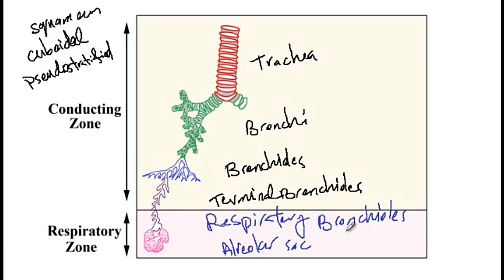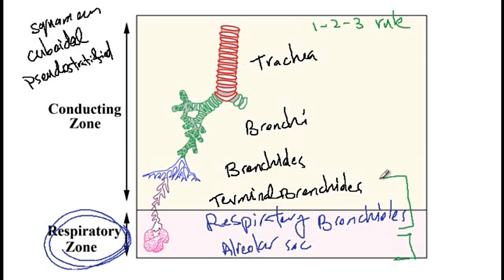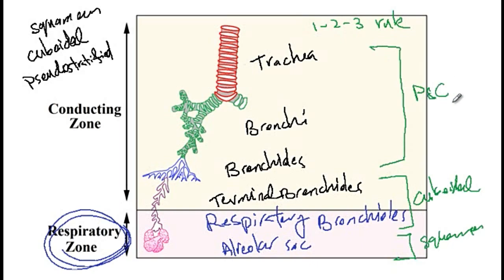Now the reason I've made respiratory bronchioles and alveolar sac blue is that they're involved in oxygen exchange, and thus these two structures are referred to as respiratory zone. As for the histology of these structures, the way I memorize it is that 1 to 2 to 3 rule. So first let's go with the first one, then the next two, and then the next three. So the first one is squamous, the next two are cuboidal, and then the next three are pseudostratified columnar cells.